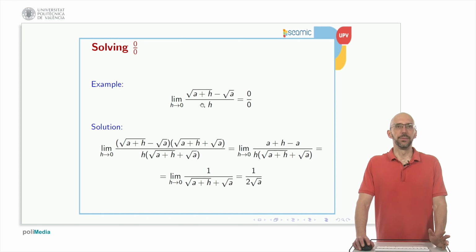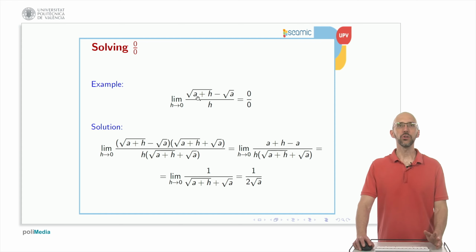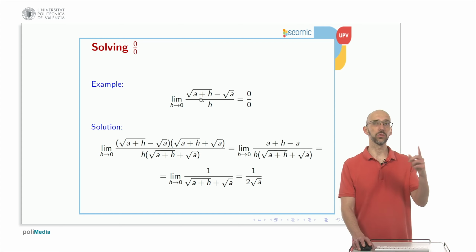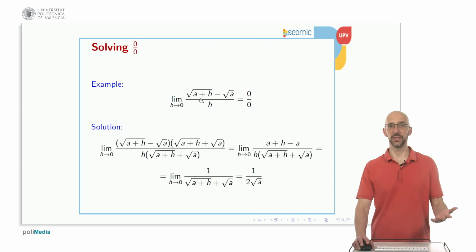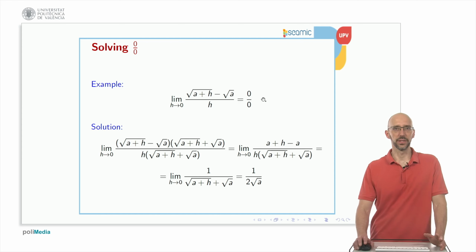This is a general example in which we have the limit when h tends to 0. On top, we have the square root of a plus h minus the square root of a, divided by h. If we substitute directly h by 0, on the denominator you obtain 0, but on the numerator you get the square root of a minus the square root of a, which is 0 also. So you obtain the indetermination 0 over 0.